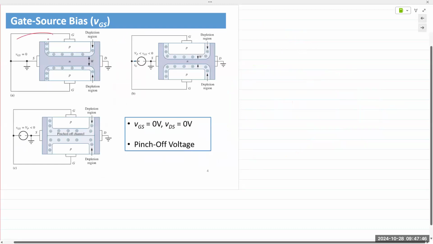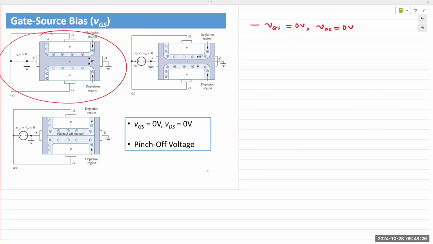So this here shows a device where we have connected VGS, meaning the gate to source voltage, to 0 volts, and the drain to source voltage is also 0 volts, meaning there is no externally applied voltage between the drain and the source.